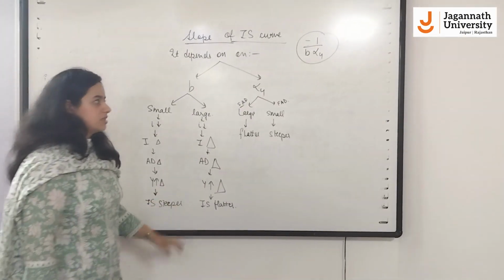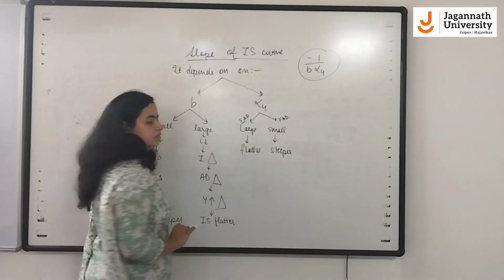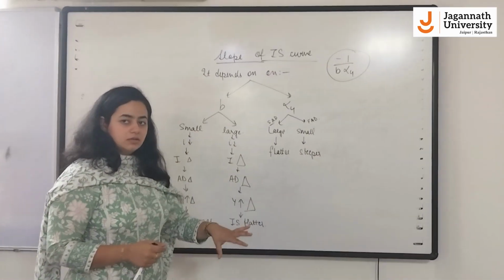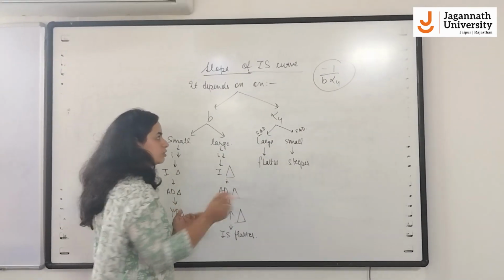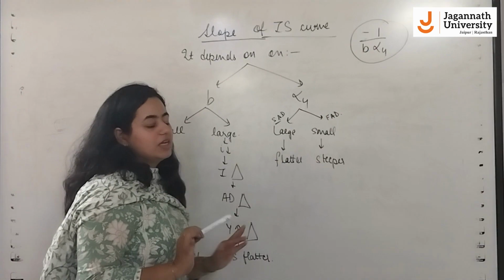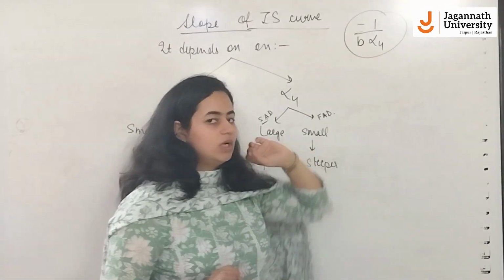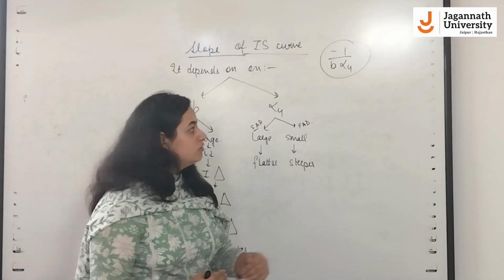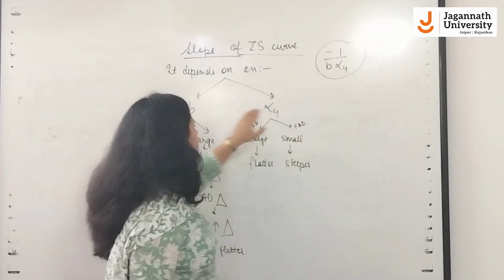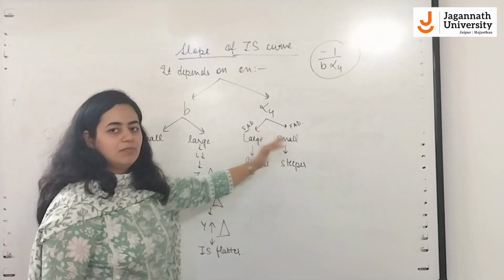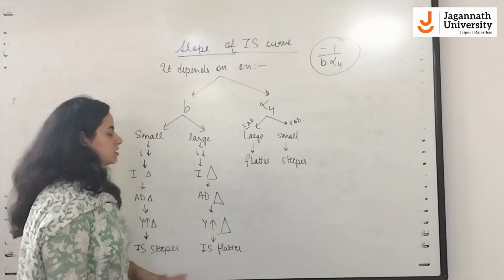Now we will be discussing the slope of the IS curve and how it is impacted. We just derived the IS curve and saw what the slope will be. Our slope came out to be minus 1 by B into alpha G, where the minus sign shows only the inverse relationship between the interest rate and investment. The next two factors are B and alpha G. If they are large or small, what will be the impact on the slope of IS? That is what we are studying.